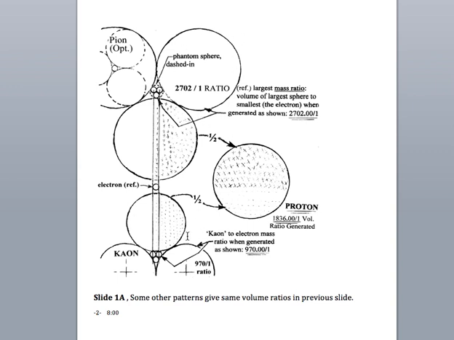The same largest to smallest sphere ratio, 2702 to 1, arises in the upper sketch and 970 to 1 in the lower sketch. So the average is again equal to the previous 1836.00 to 1 ratio, again almost matching the proton to electron mass ratio.